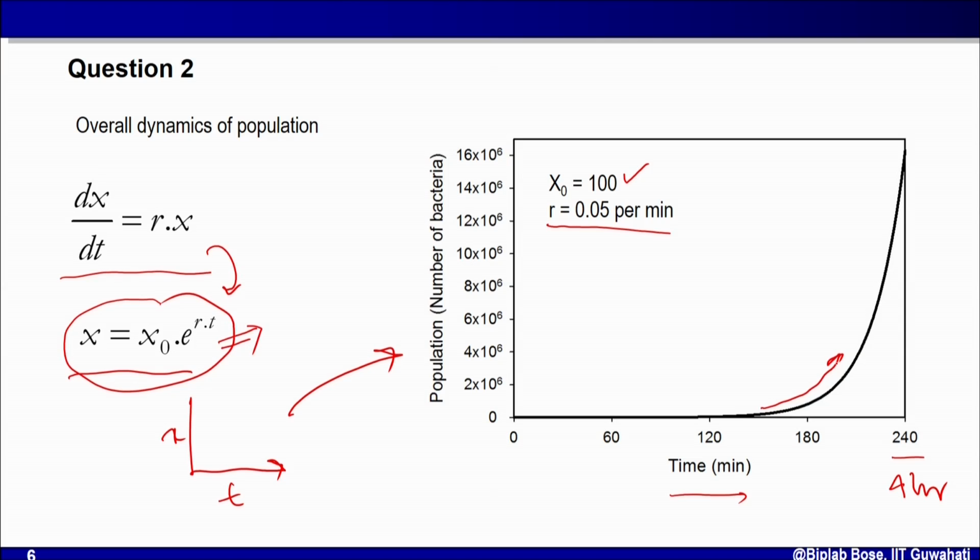So see, we have an exponential term here. x equal to x naught into e to the power rt. That means the growth of the population is exponential. And that's what you can see here. We started with 100 bacteria here, just close to 0. And within 3 hours, it has started increasing, and it has started increasing exponentially. By 4 hours, we have reached almost 16 into 10 to the power 6 cells. The huge exponential growth.